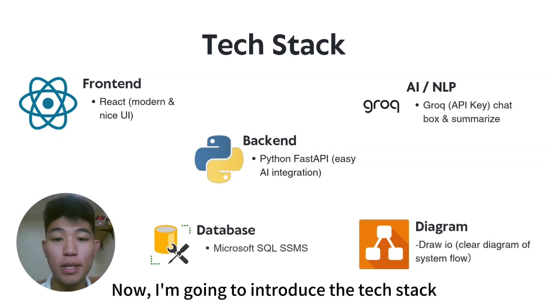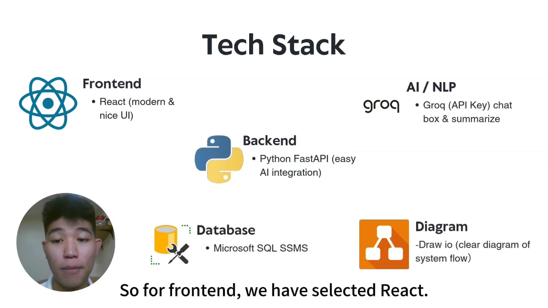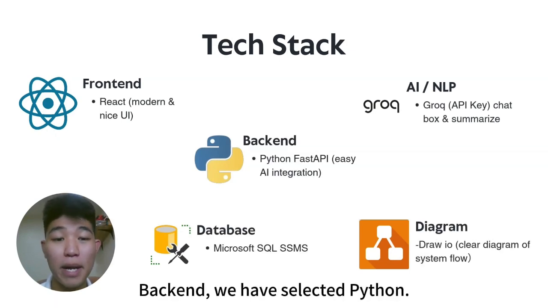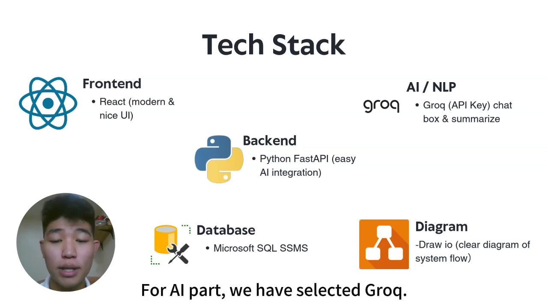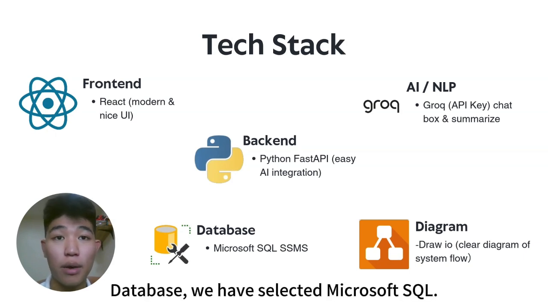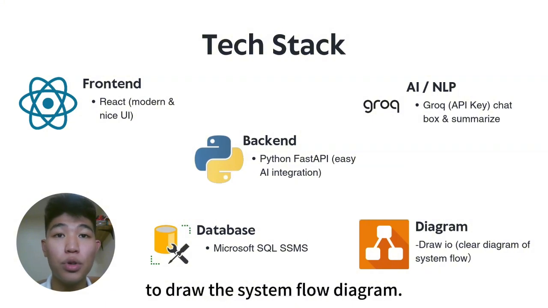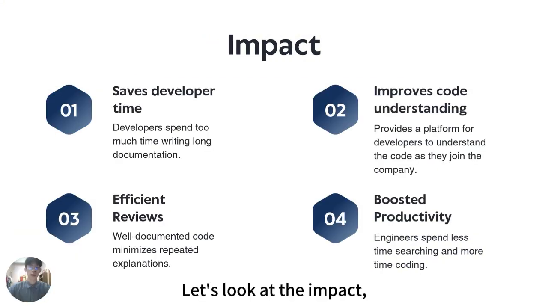Now I'm going to introduce the tech stack for our system. For front end, we have selected React. Back end, we have selected Python. For the AI part, we have selected Groq. Database, we have selected Microsoft SQL. Lastly, we selected Draw.io to draw the system flow diagram. And let's look at the impact. Our tool boosts productivity by reducing search times and making documentation easier to create, read, and maintain.